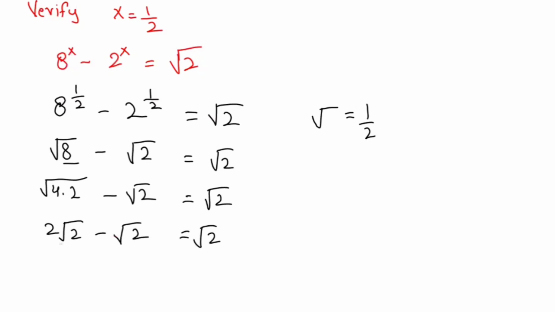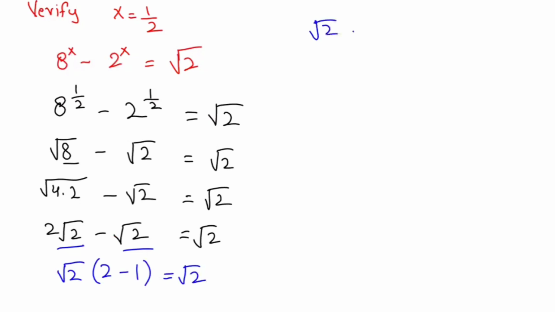Now I'm going to take root 2 common. Root 2 times 2 minus 1 is equal to root 2. Now here root 2 times 1 is equal to root 2. So the left hand side is equal to the right hand side. So the value of x we found is absolutely correct.